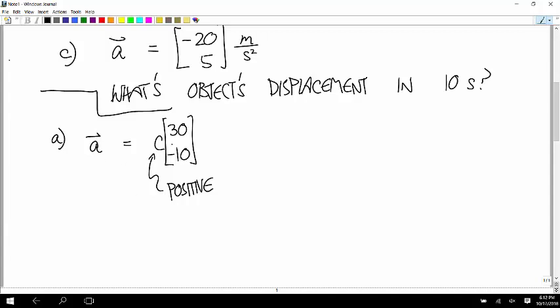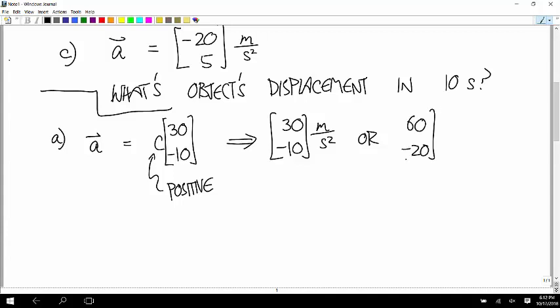So an acceleration vector of 30, negative 10 meters per second squared works. Or if c is equal to 2, 60, negative 20 meters per second squared works. It just needs to be a vector that's a positive number times 30, negative 10. 3, negative 1 would work. Anybody have any questions about the reasoning on that?